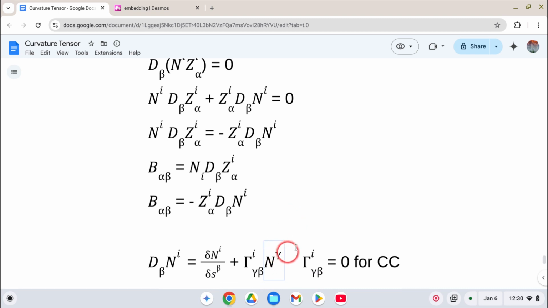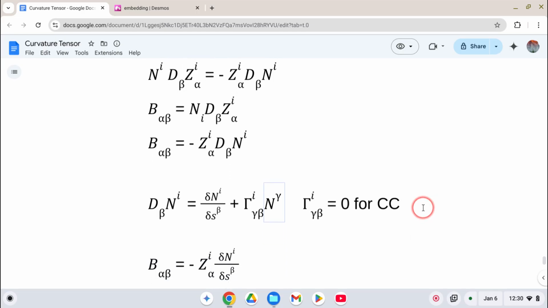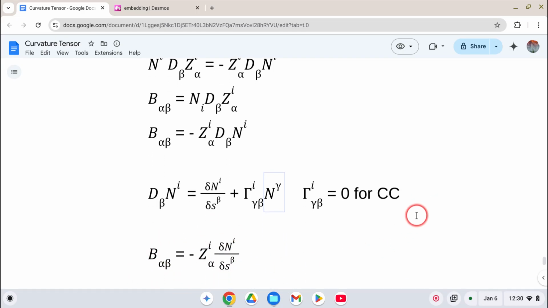Oh, here I showed, there's something else here. If I take the covariant derivative of this, I get the directional derivative like you expect, and you get your Christoffel symbol term. But because these are in the Cartesian space, the ambient space, they're all 0. So we're just left with this. All right. So now we got the simple expression that we can use.